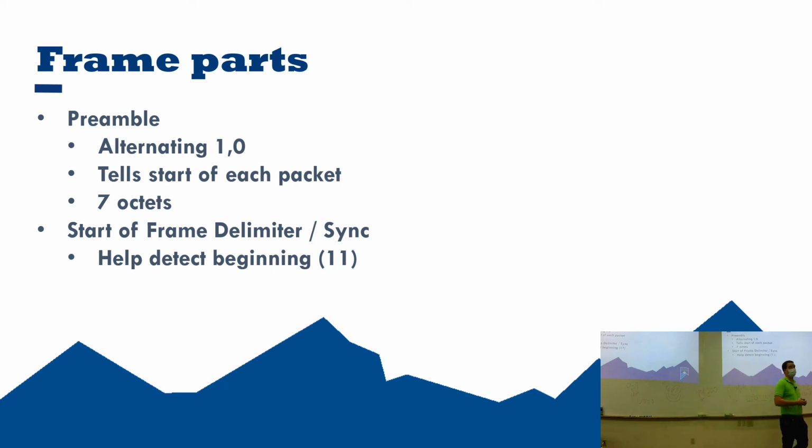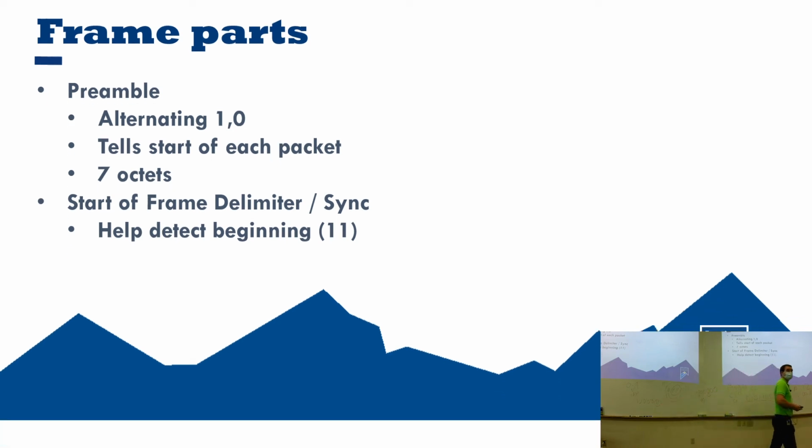Somewhere in there, we're going to have the start of the frame delimiter, also referred to as a sync. What this does is it's going to have a 1, 1 in here somewhere. The purpose of that is to help identify: if we have alternating ones and zeros, at some point we have a 1, 1. That's going to be the start of the actual packet. Does that make sense? Okay.